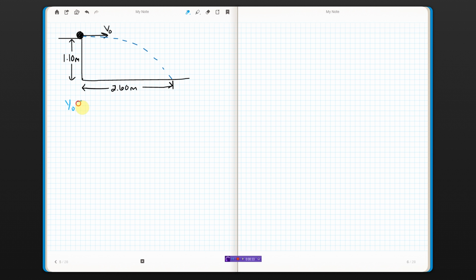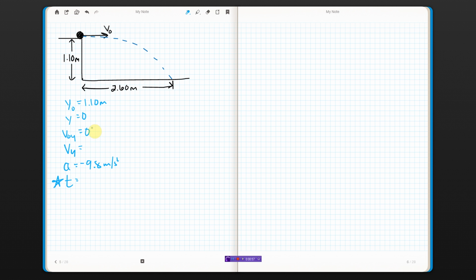So it starts at a height of 1.1 meters. It ends at a height of 0. The initial velocity in the y direction is 0 because this rolled off horizontally. It didn't have a y component. I don't know what it is when it hits the floor, but I do know that gravity is providing the acceleration. And I don't know what time is, but that's actually what I want.